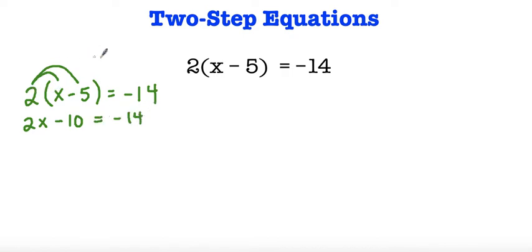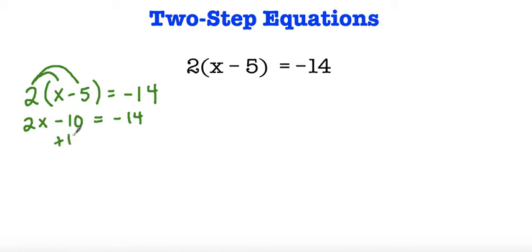Please do not distribute the 2 to the negative 14, because we're only going to distribute to whatever is inside the parentheses. So now that I have 2x minus 10 is equal to negative 14, that looks very similar to two-step equations that we've been working on. So to isolate our x, the first thing we'd have to do is add 10 on both sides, because remember, we want the 2x last.